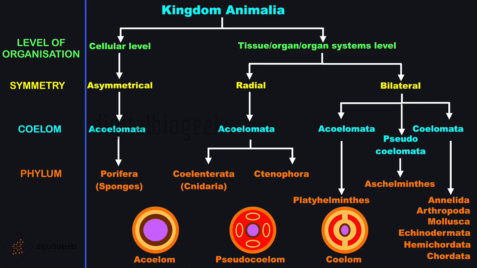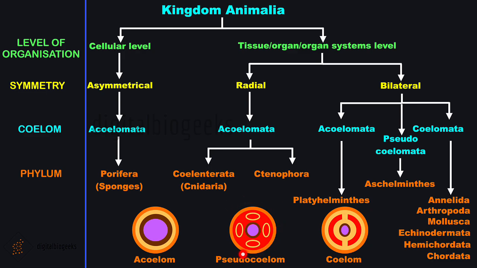Acoelomate animals do not possess a body cavity. This is the body of acoelomate animals. Here the outer layer is ectoderm, inner to that layer is mesoderm, and this brown layer is endoderm, and the middle is the gastric cavity. Here we cannot see any body cavity or coelom, hence they are known as acoelomate animals. We can observe these acoelomate animals in Phylum Porifera, Coelenterata, Ctenophora and Platyhelminthes.